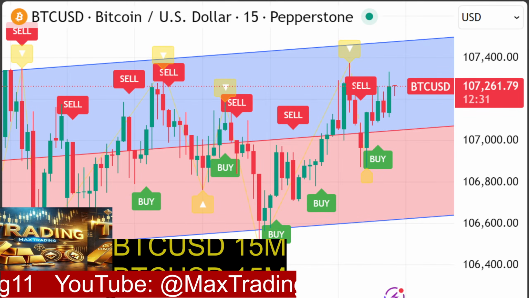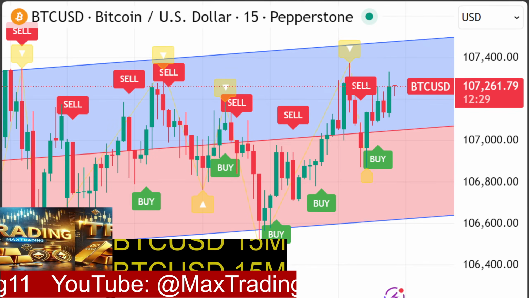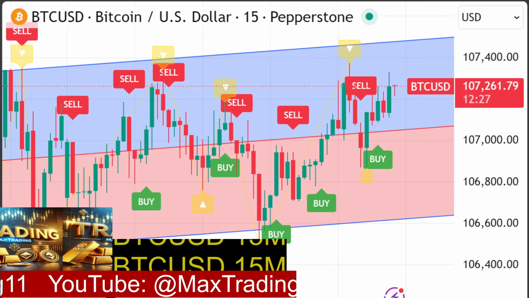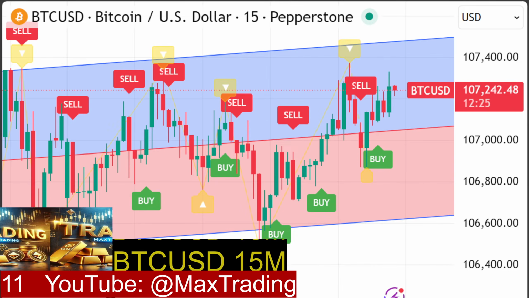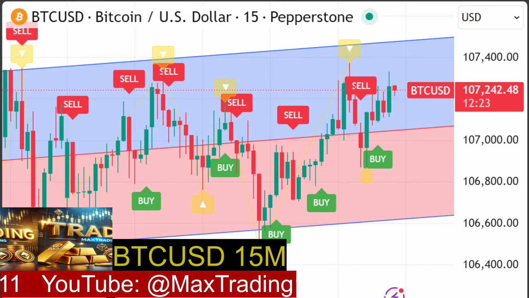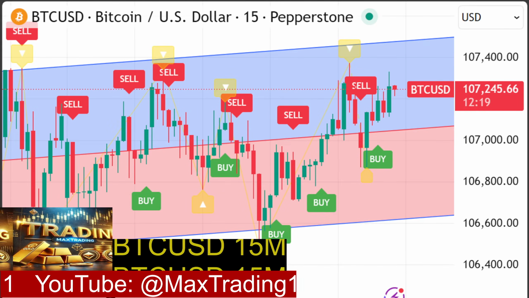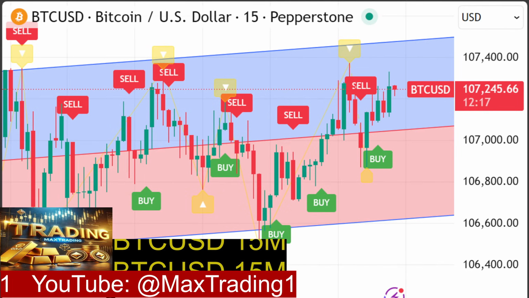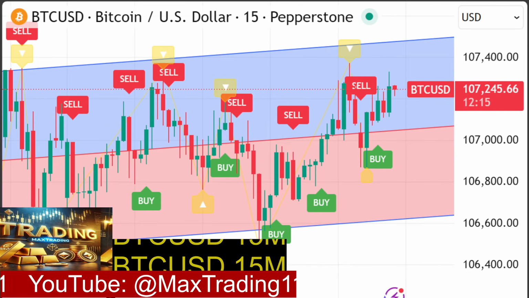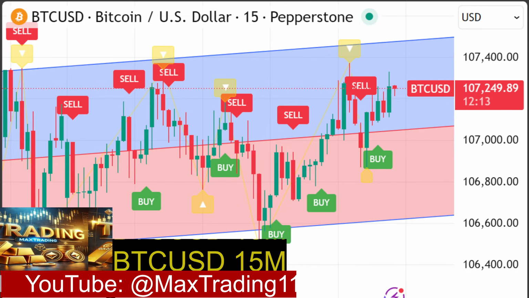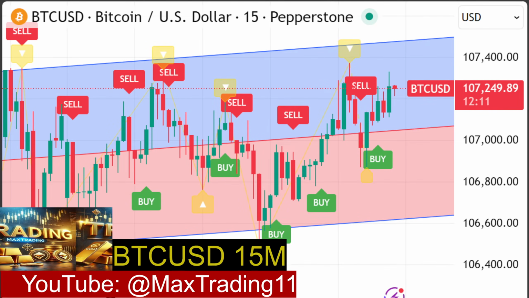Remember, consistency beats intensity. Stay patient, stay analytical, and let the charts speak to you. The market rewards the prepared mind. And as always, trade smart, stay focused, and keep evolving.